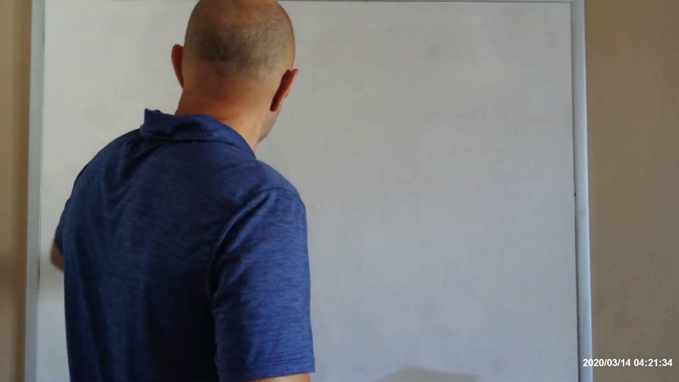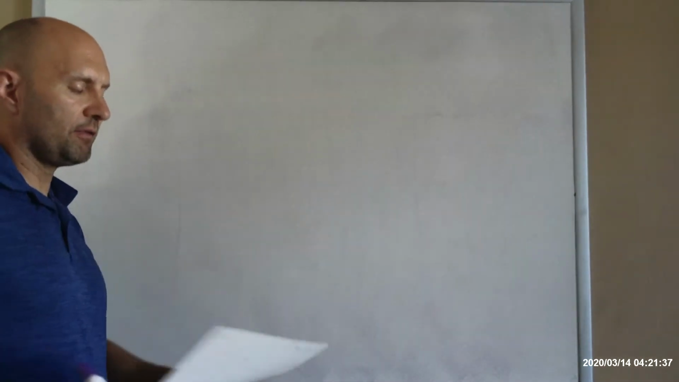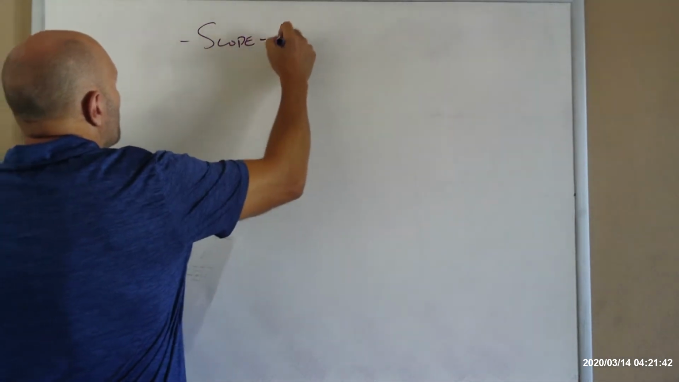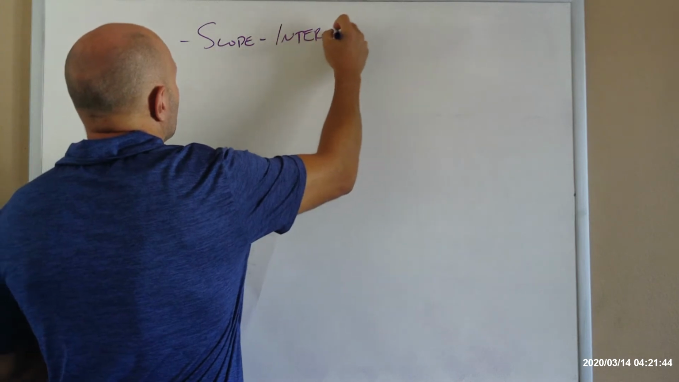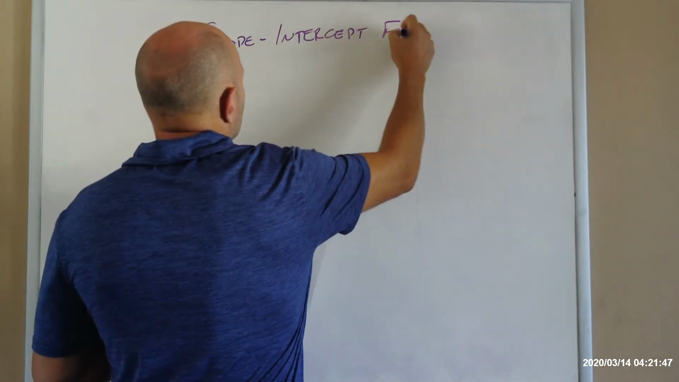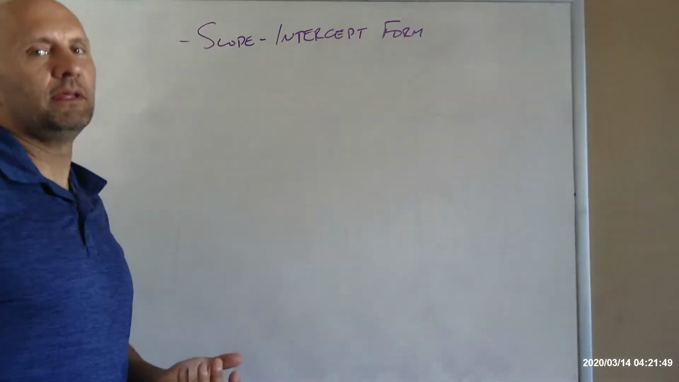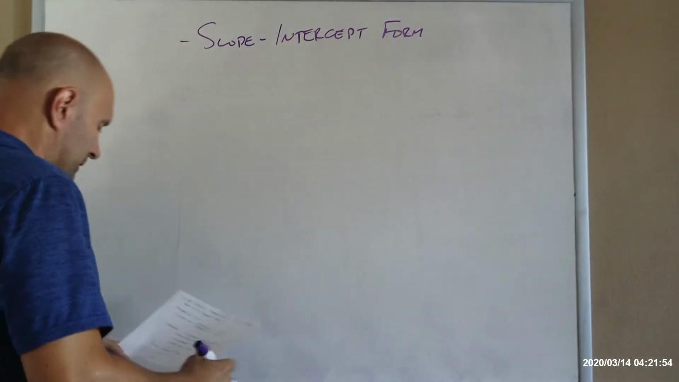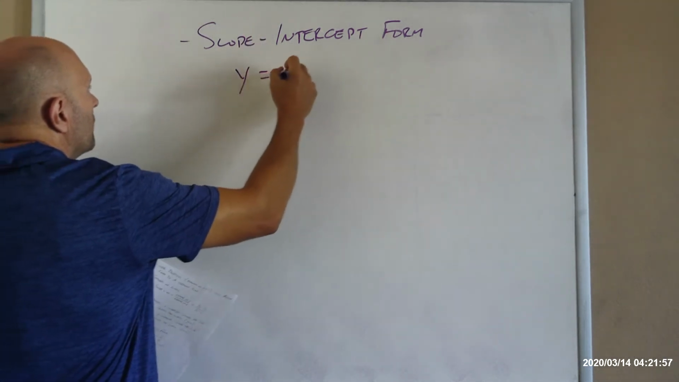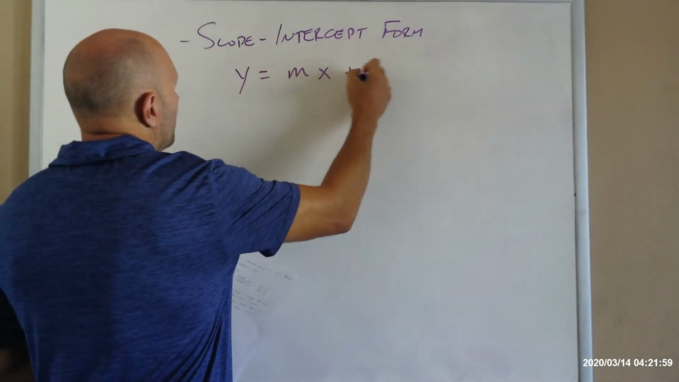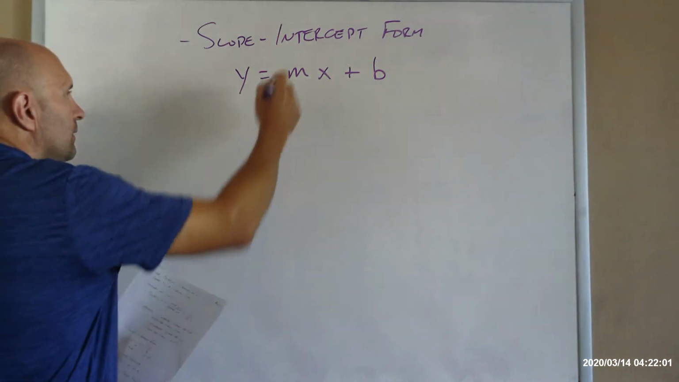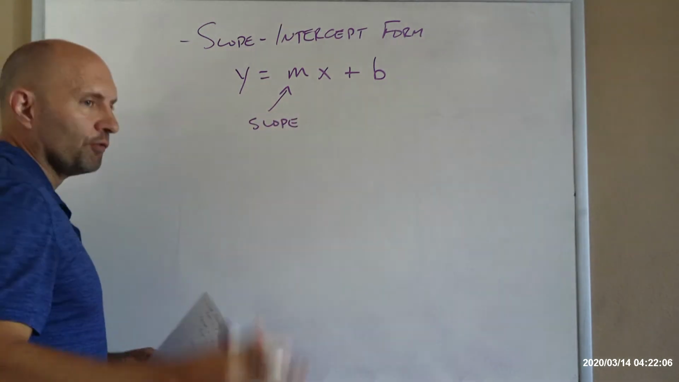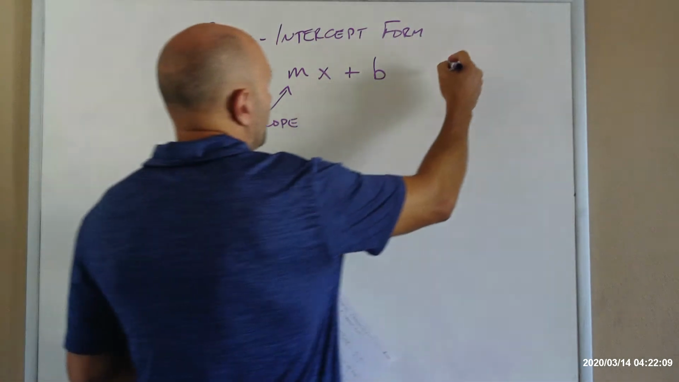Now, to keep everything the same across math, we have what's called the slope-intercept form. So if we're given the equation of the line, we can start to tell some information about it just because of how it's written. Slope-intercept form is y equals mx plus b. Well, this m, we just saw it, right? This is our slope.